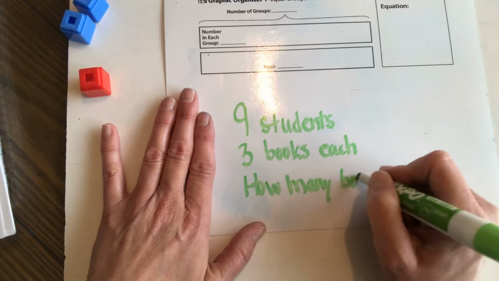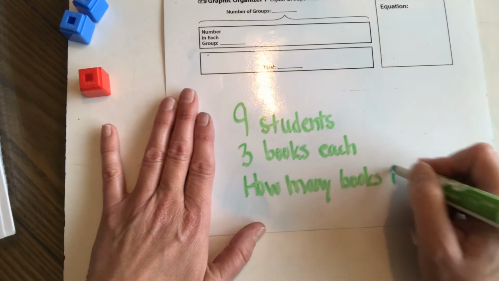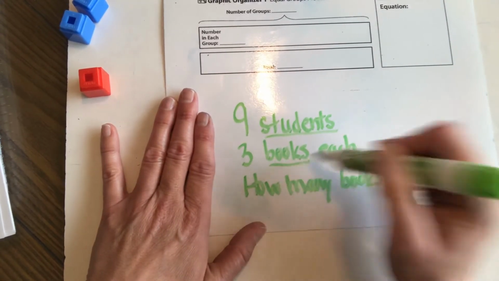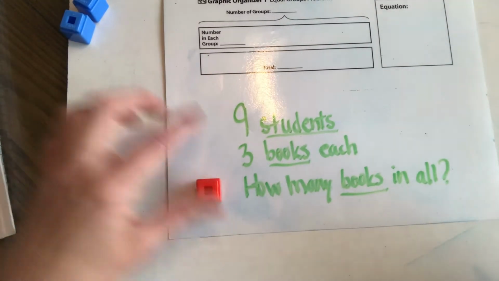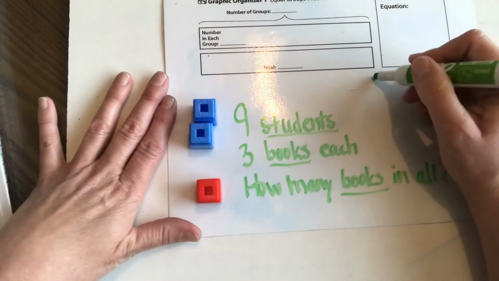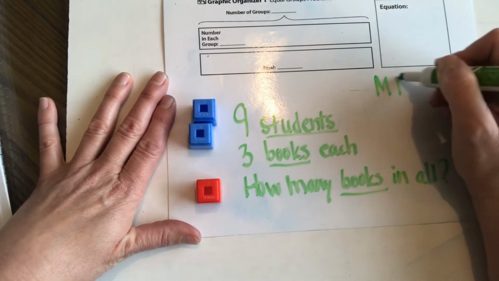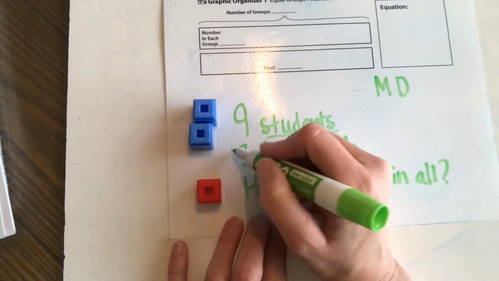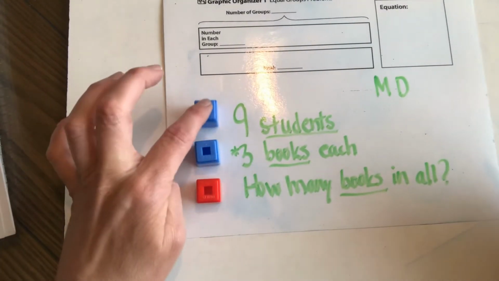So how many books in all for these students? I've got students and books, and I'm looking for books. My labels don't match. I'm either multiplying or dividing. Let's decide. My question's asking about books, so I'm going to put a star by these 3 books.